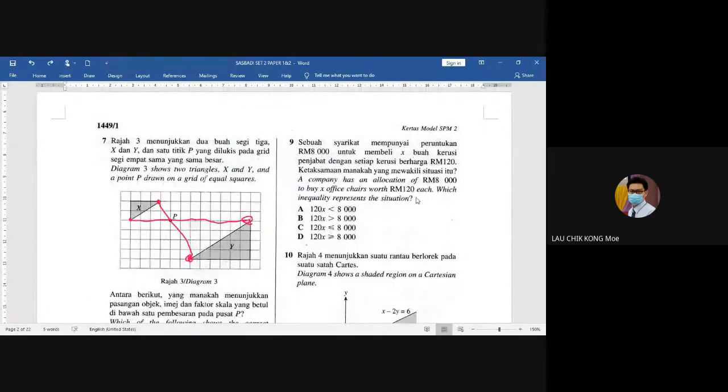A company has an allocation of 8,000 ringgit to buy S office chairs worth 120 ringgit each. Which inequality represents the situation? So kalau dia ada peruntukan 8,000, so maksudnya dia tidak boleh melebihi 8,000 kan? Dia hanya boleh kurang daripada atau sama dengan 8,000. So we need to use less than or equal to. So the answer C lah. Sebab dia hanya ada budget 8,000. Kalau you beli lebih 8,000 tak boleh lah. Okay, so C ya.